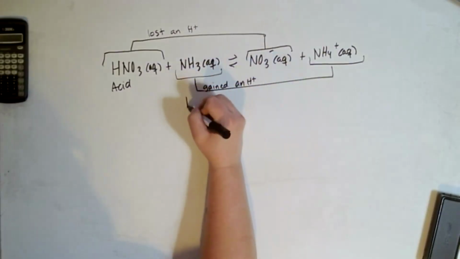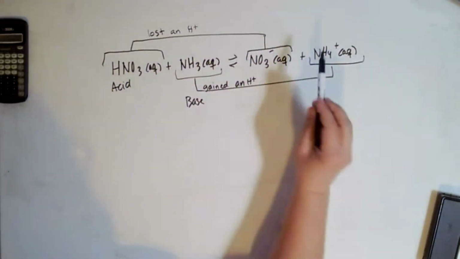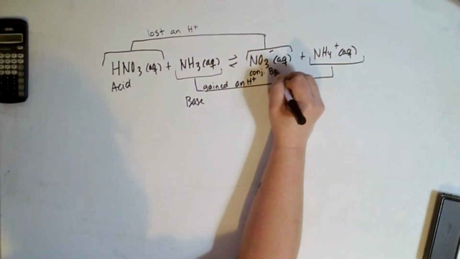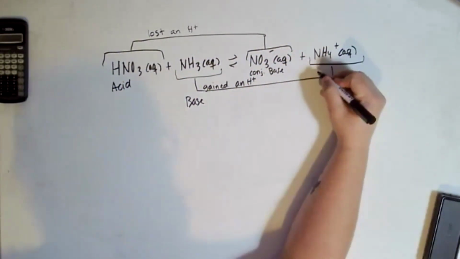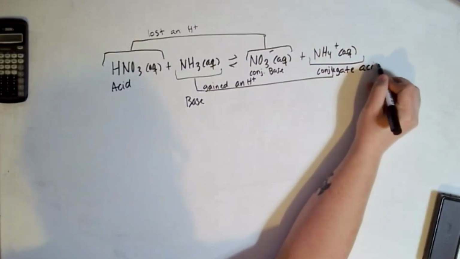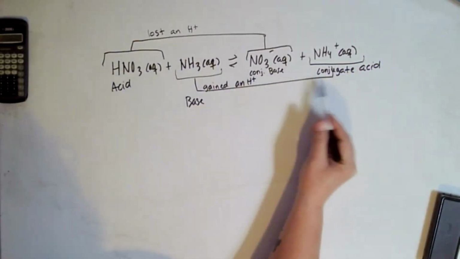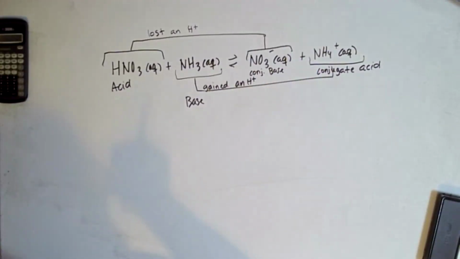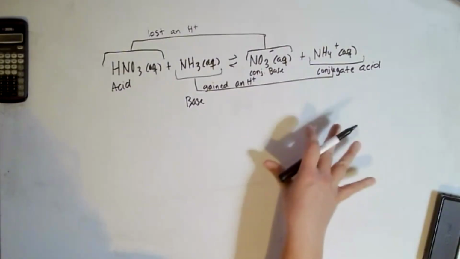So my NH3 is going to be a base. If my HNO3 is an acid, then my NO3 minus is going to be its conjugate base. And if my NH3 is a base, then my NH4 plus is going to be its conjugate acid. Notice how your acid and your base are on your reactant side, and both of the conjugates are on the product side. Okay. So you're always going to find the conjugate to your reactant on the product side of the reaction.